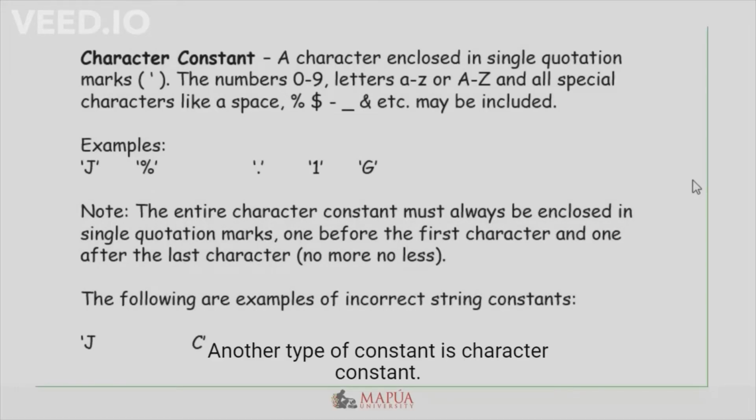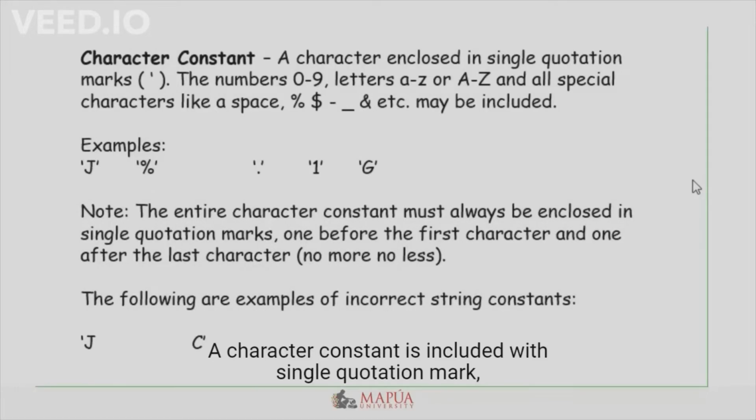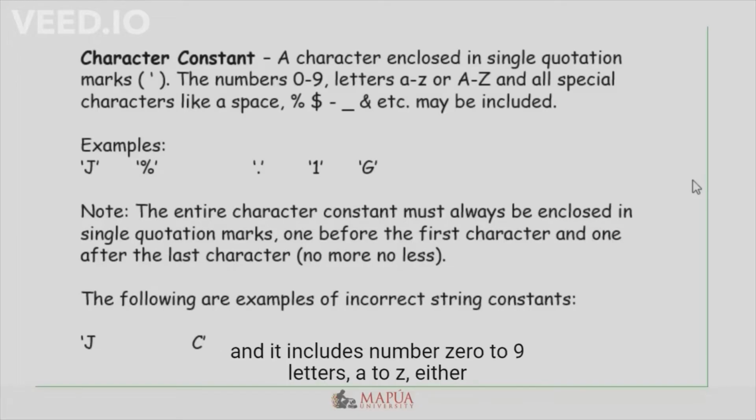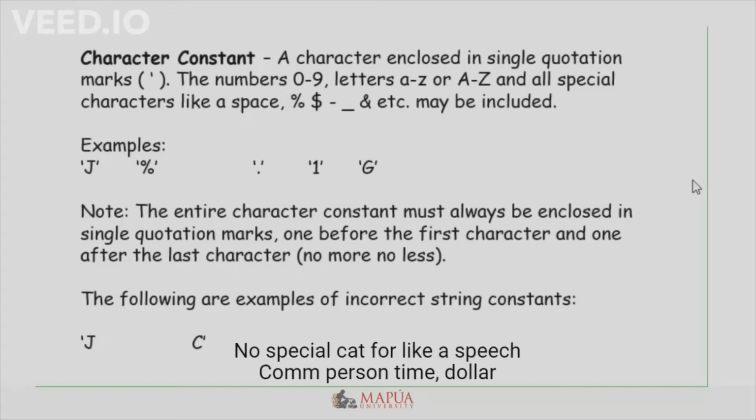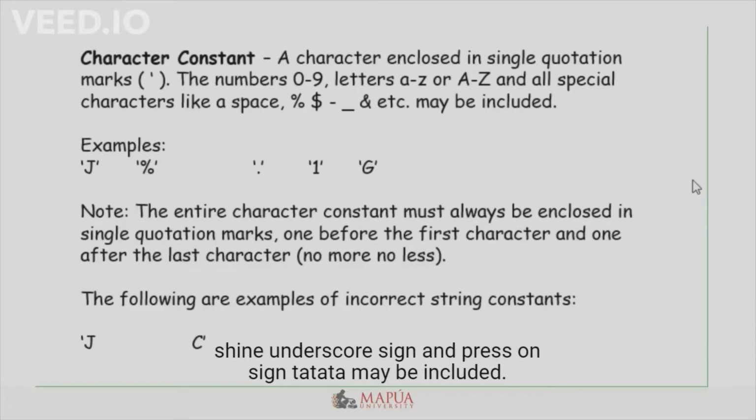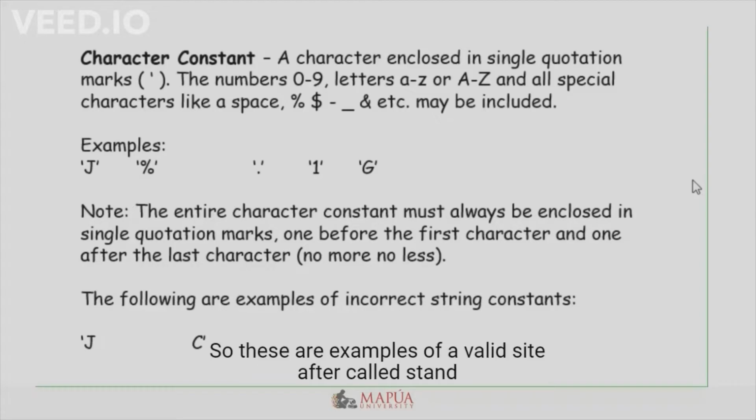Another type of constant is the character constant. A character constant is enclosed with single quotation marks, and it includes numbers 0 to 9, letters A to Z, either a small letter or a big letter, and all special characters like a space, comma, percent sign, dollar sign, dash, underscore sign, ampersand sign, etc. may be included.